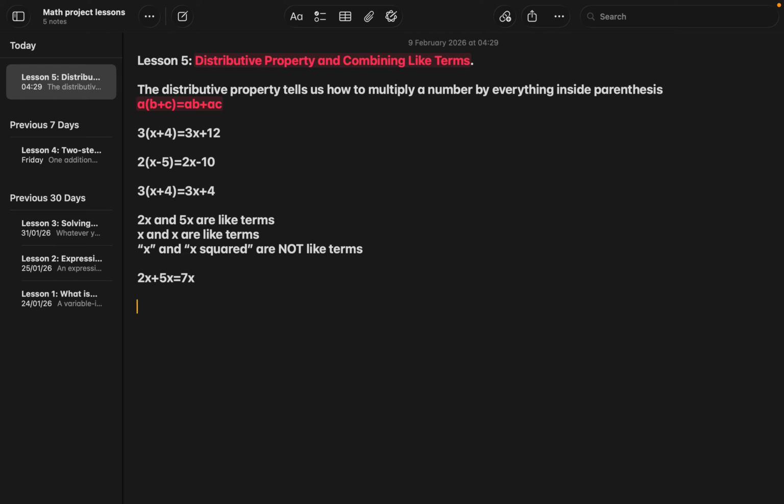Now the example: 3x plus 4 plus 2x minus 1 equals. First of all, we need to group like terms. It becomes 3x plus 2x plus 4 minus 1, and this equals 5x plus 3, right?